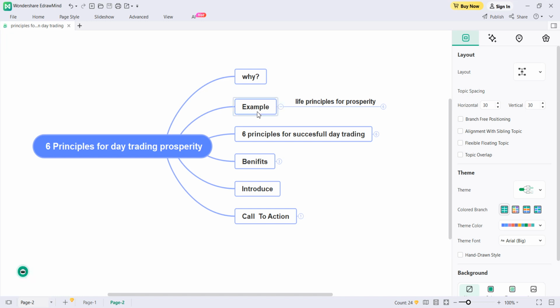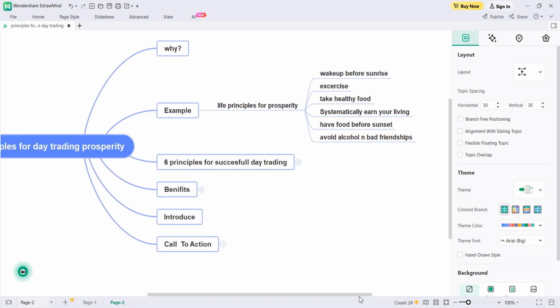Okay, let's get into the example of why we need principles. For life, to achieve great success, to achieve happiness, to achieve peace, we should have some life principles. If you don't know what a life principle is, let me explain with this example. For example, you have the principles of waking up before the sunrise, exercising every day, taking healthy food, systematically earning for your living, having food before sunset, and avoiding alcohol and bad friendships. If you follow these 6 principles, imagine what your lifestyle would be, how much you can earn. Let me explain all these things in detail. If you understand these principles, you will know why you should have some principles for day trading also.